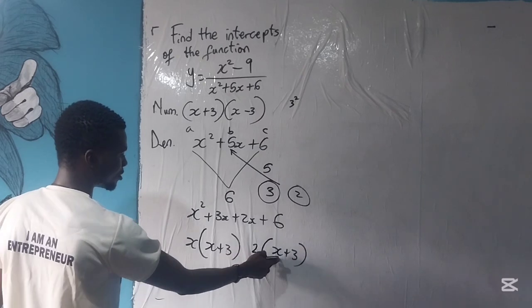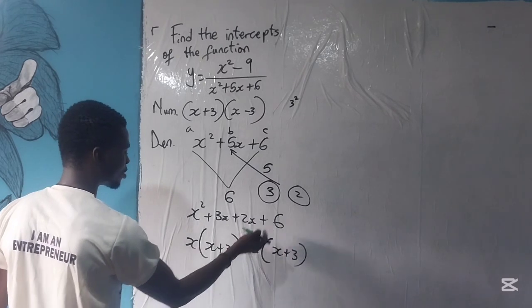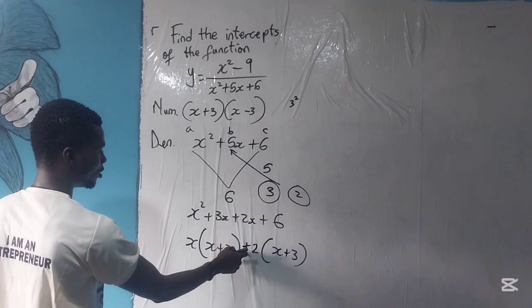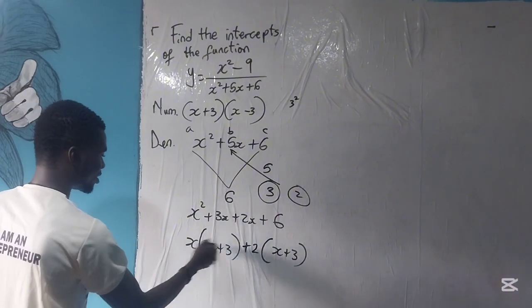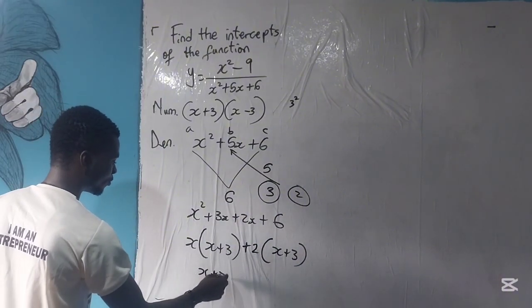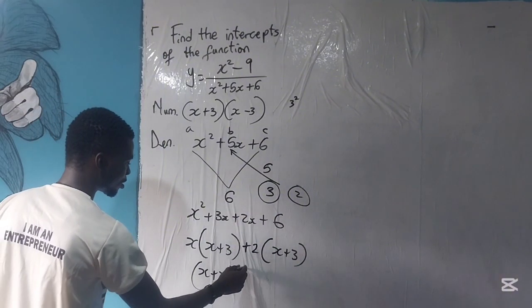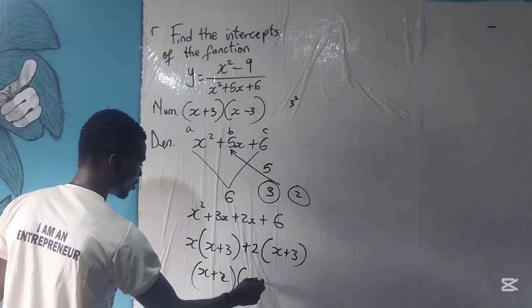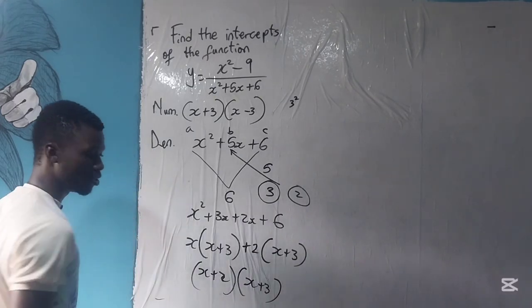If you check, 2 times x, 2x, 2 times 3, 6. What's the sign we are given? Plus. This will give you this back. So if you take what's at the front, that's x plus 2. Then one of the brackets that is the same, x plus 3. So we have factorized the denominator.